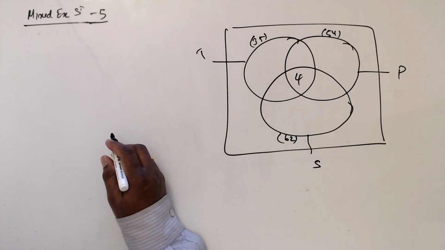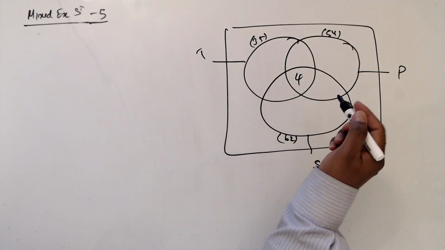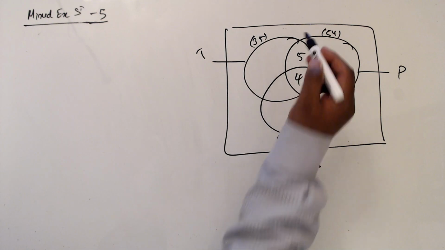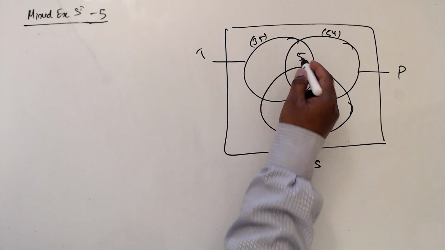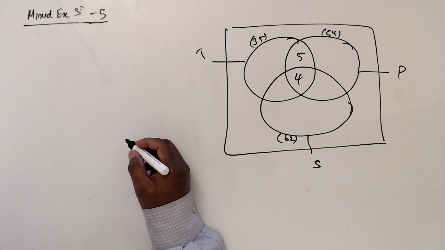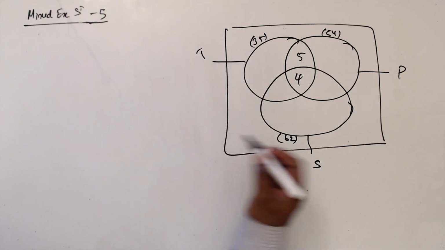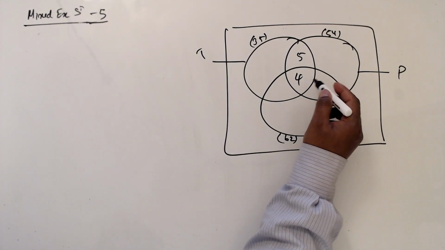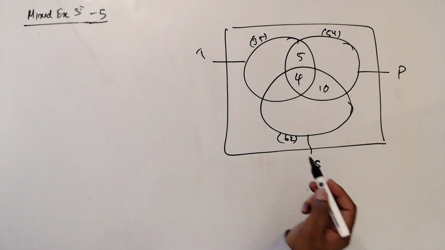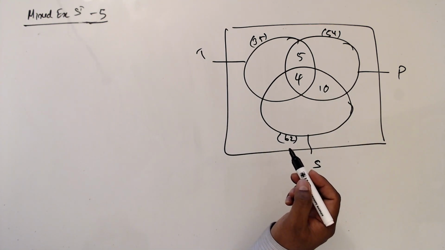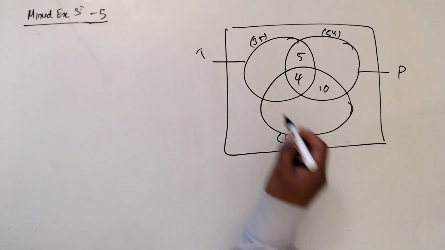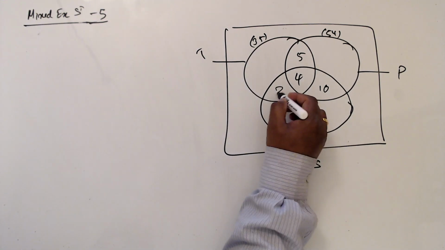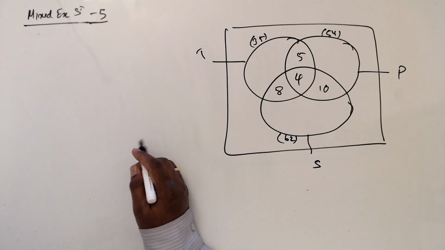Then 9 was tone and pokey, so 9 minus 4, this is going to be 5. And 14 was pokey and skeleton, so 14 minus 4, this is going to be 10. And 12 was tone time and skeleton, so 12 minus 4, that is 8.